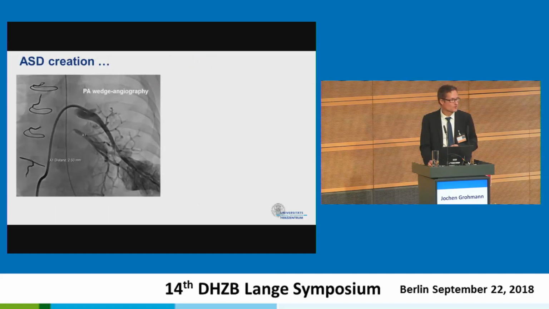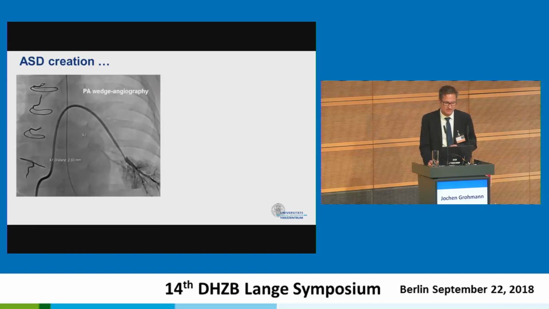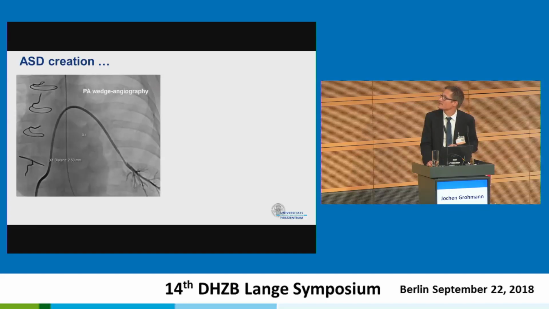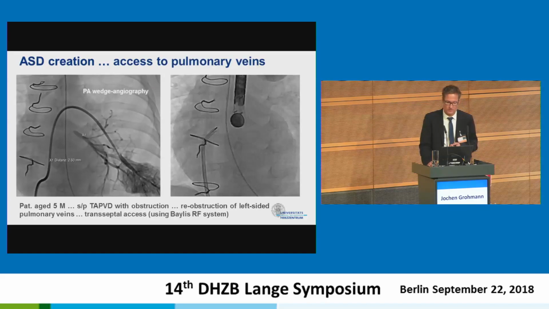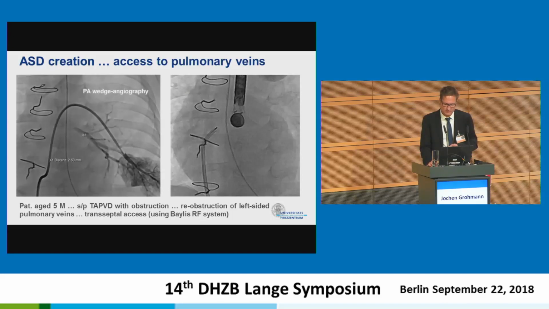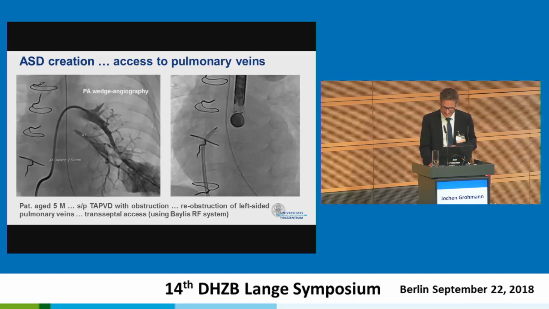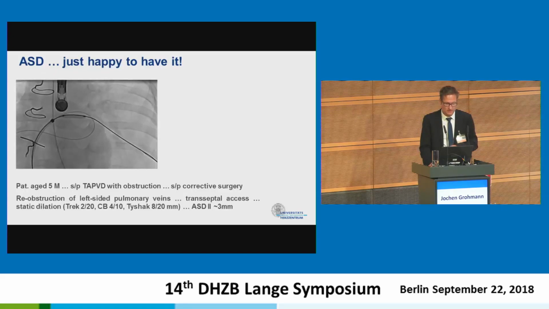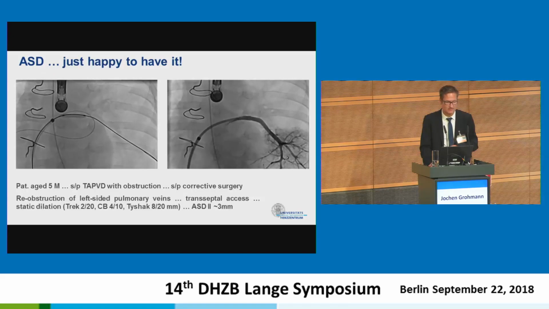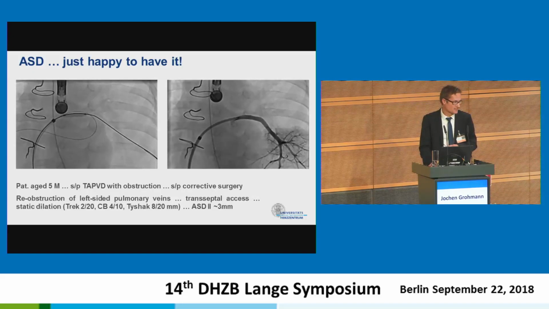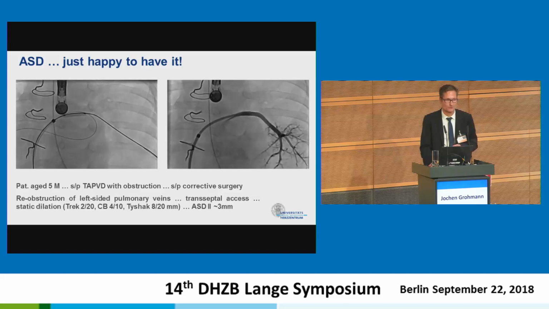Sometimes it's good to have an ASD. This is an example for that, where ASD creation was very helpful to get access to the pulmonary veins on the left side with an RF wire system to dilate the pulmonary veins, and this is the other way around. So sometimes it's good to have an ASD, of course, and I think there are a lot of examples you could show here.